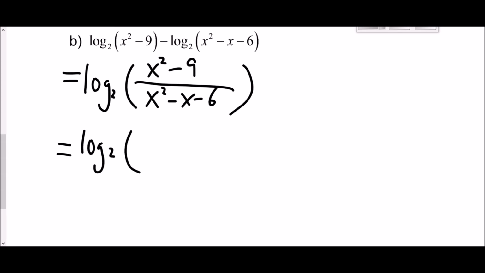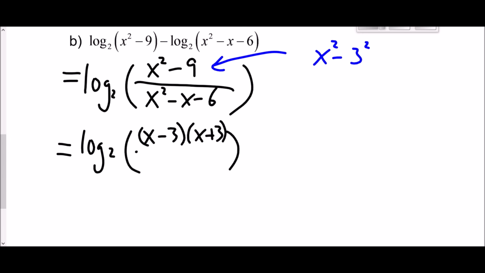This is the difference of squares, this is a perfect square of 3. So this is basically x squared minus 3 squared. You can write that as x minus 3 times x plus 3. So x minus 3 times x plus 3.